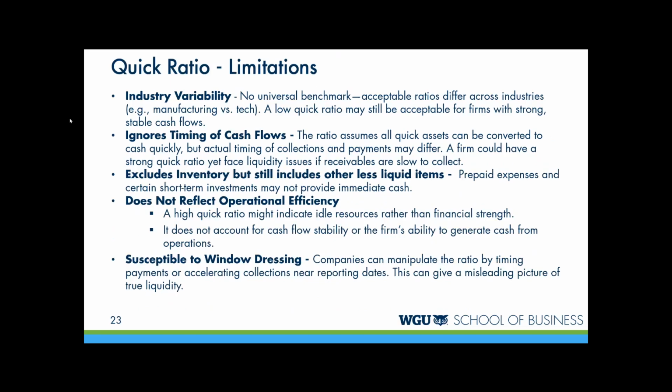Okay, some limitations. Again, industry variability. It's going to matter where the firm is, which industry it is, that's going to drive what the norms are for that industry in terms of its most liquid assets. Again, this is a snapshot. It doesn't tell us the timing of the cash flows that are occurring. It's telling us this is the value at a point in time. But it's not telling us, because we're not including in the accounts receivable, how quickly we're going to convert those to cash and how quickly that cash is going to show up in the value of this ratio.